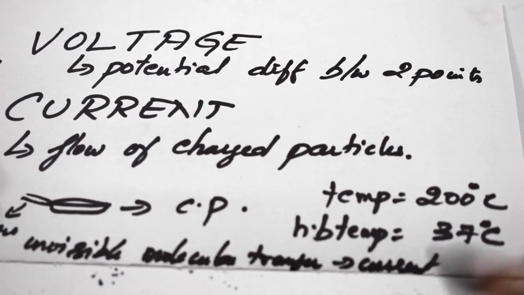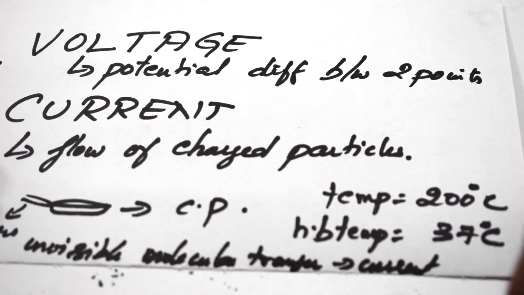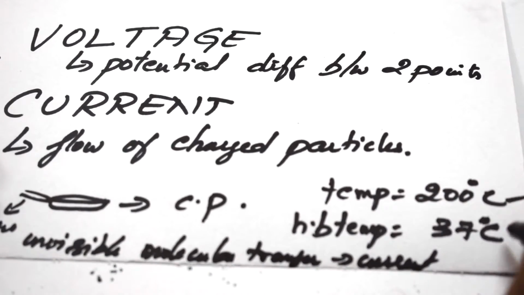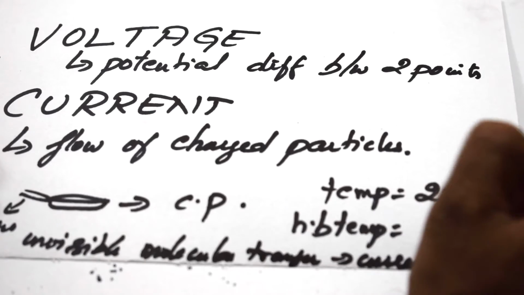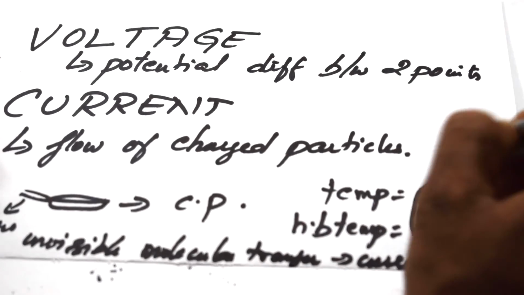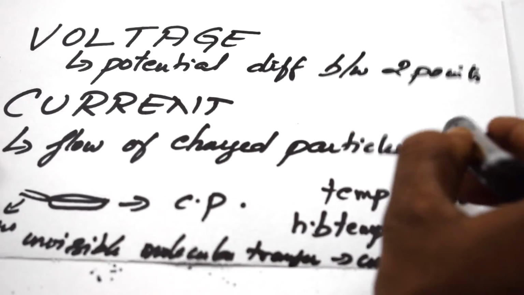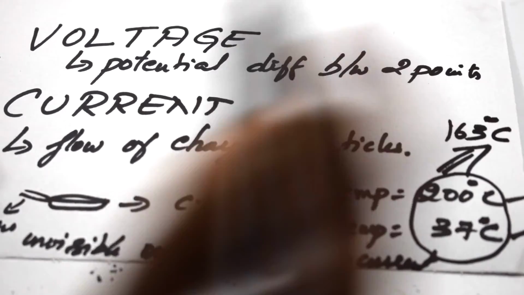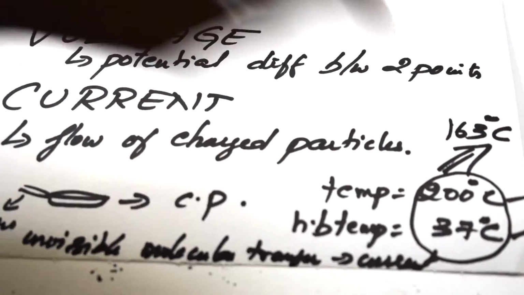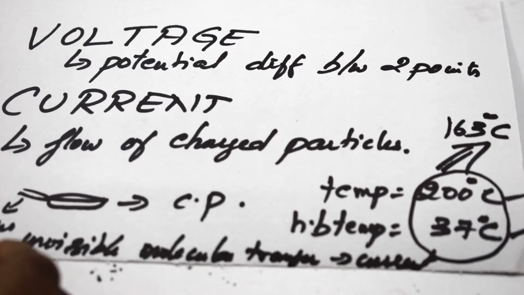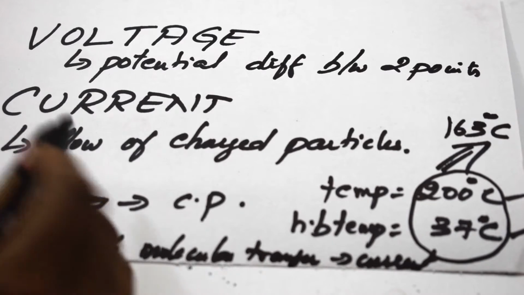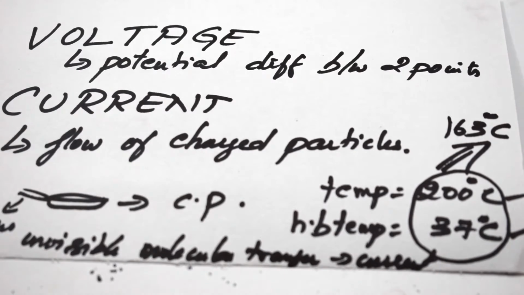Now if I look at the potential here, the temperature of the cooking pan is 200 and the temperature of the human body is 37, the difference is the subtraction of these two. It's going to be 163. So if the difference is 163, I'm going to feel a large amount of invisible molecular transfer, or a large amount of flow of charged particles.